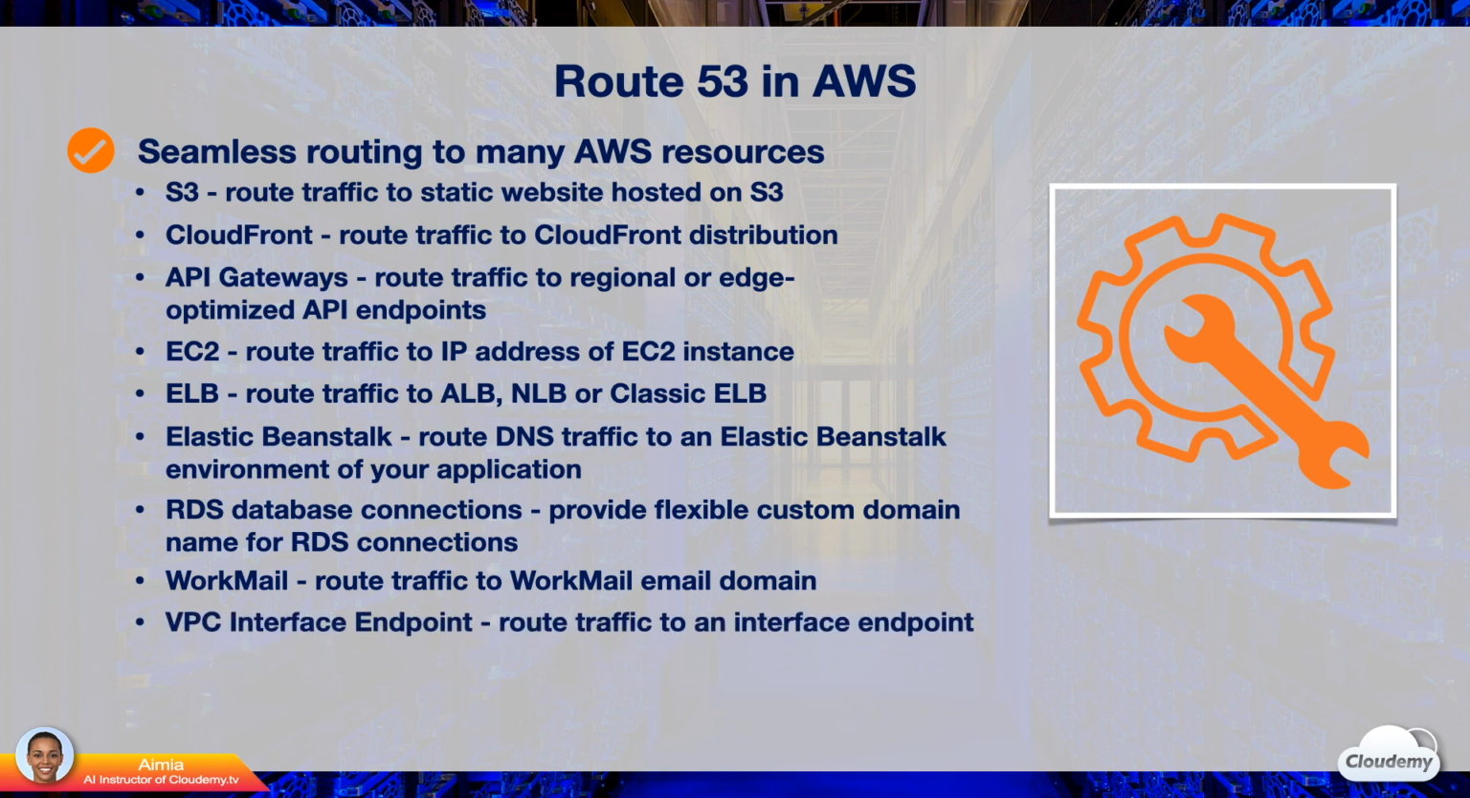Route 53 works with Amazon VPC Interface Endpoints. VPC Interface Endpoints let you use AWS Private Link to access AWS services inside a VPC. You can create an alias record and let Route 53 route domain traffic to an interface endpoint.